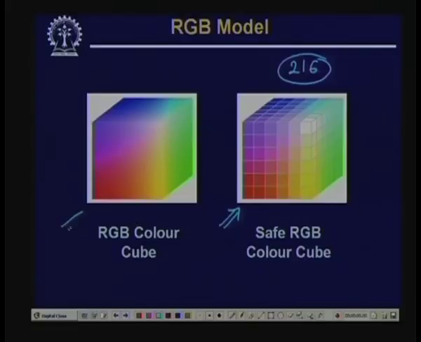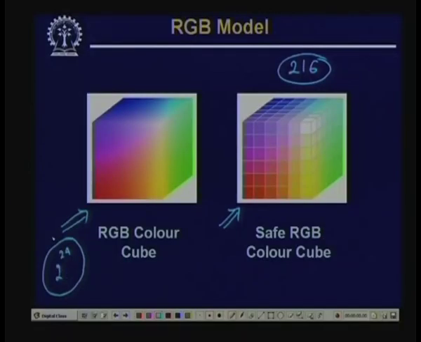So, you should remember that in case of true RGB, though we can have a total of 2 to the power 24 different colors, all the color displays may not have the provision of displaying all the 2 to the power 24 colors, but we can display 216 colors in almost all the color displays. So, this is what is called the safe RGB color model, and the corresponding cube is the safe RGB color cube.